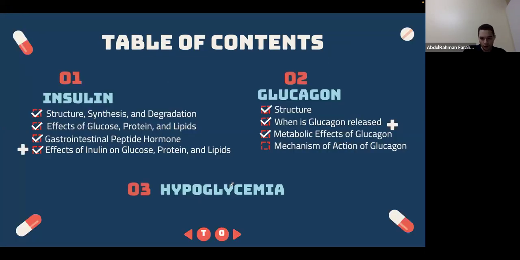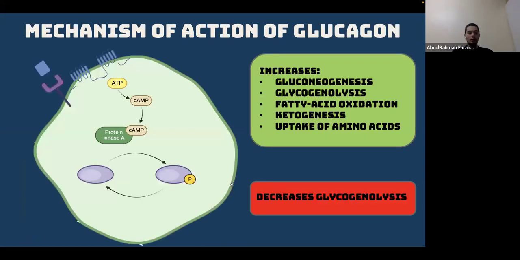For the mechanism of action of glucagon, again, it's really simple. If you take a look at this diagram right here, you can see this glucagon molecule is going to bind to the receptor at the cell membrane right here. And this receptor is going to activate adenyl cyclase. Adenyl cyclase is going to change ATP into cyclic AMP. Cyclic AMP is going to stimulate protein kinase A. Protein kinase A is going to phosphorylate multiple enzymes, and these enzymes are going to help in increasing gluconeogenesis and glycogenolysis.